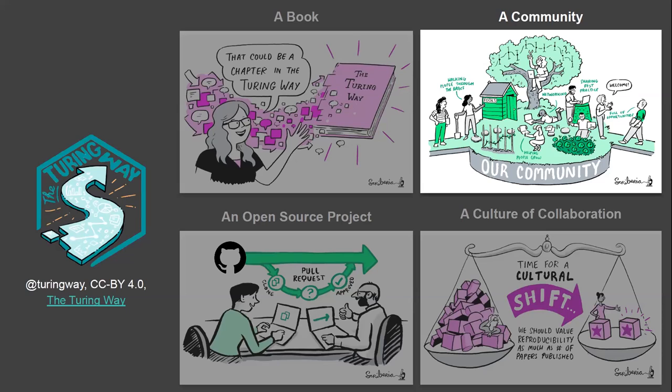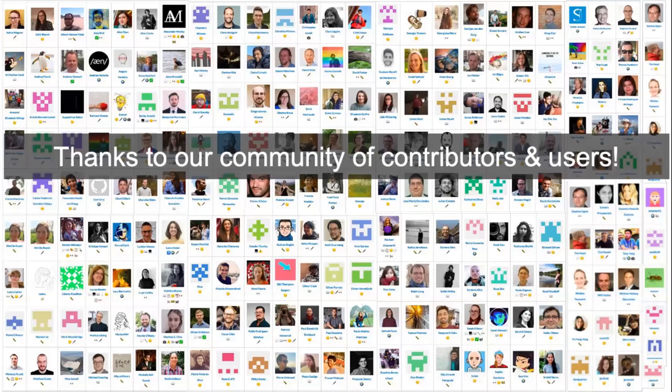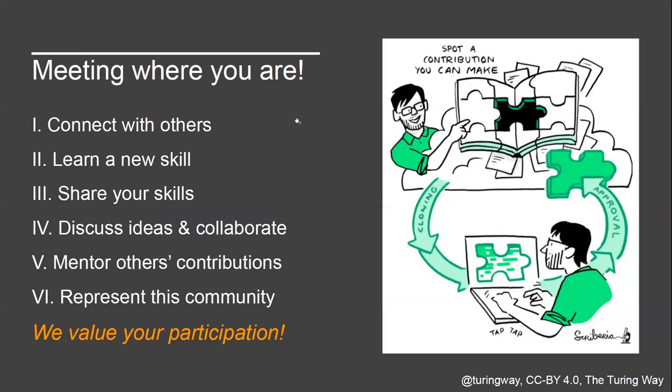The Turing Way is also a community, and none of the resources and materials would be available online without our fantastic community. So thanks very much to these 300 users and contributors that have contributed to the Turing Way. What you can do to become a part of the community, and what is in it for you, is that we're a space where you can connect with others with similar interests. You can learn a new skill. For example, I really learned how to work with GitHub, so there's no need to already be skilled in that. You can learn that through the Turing Way.